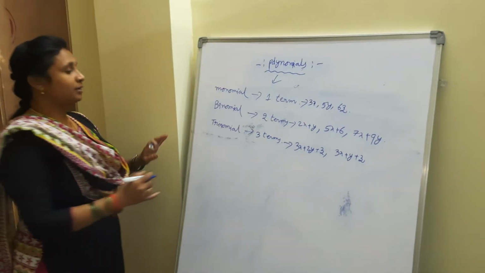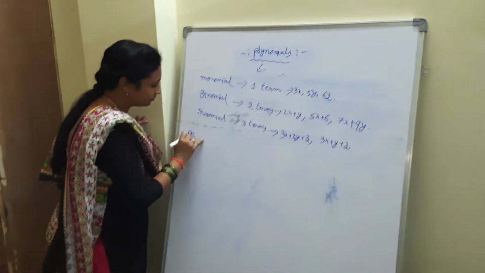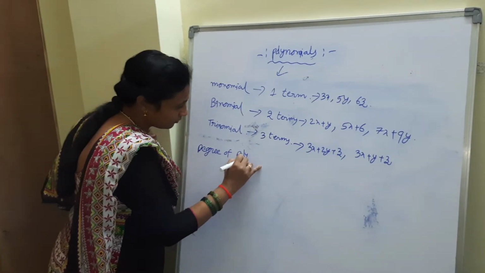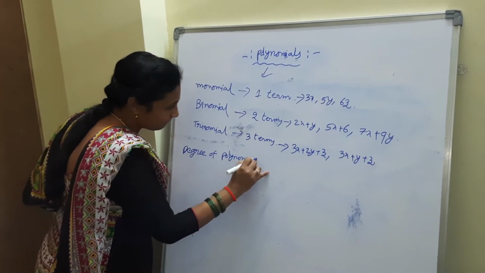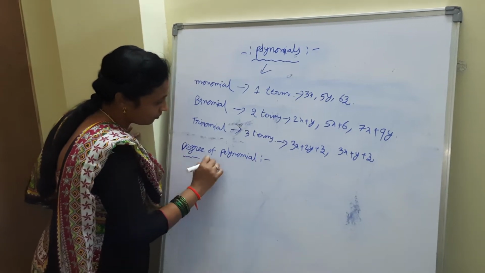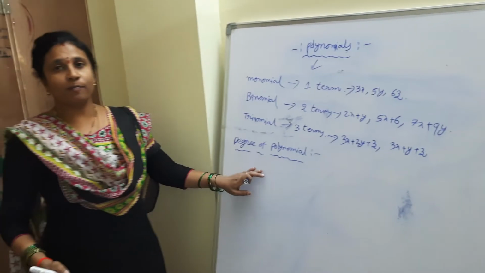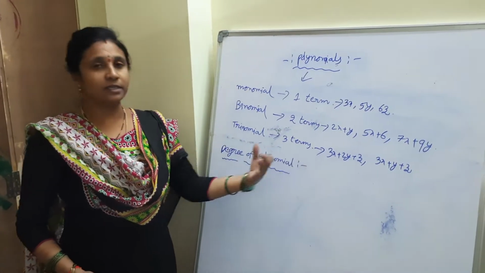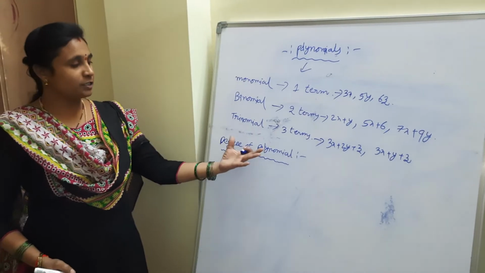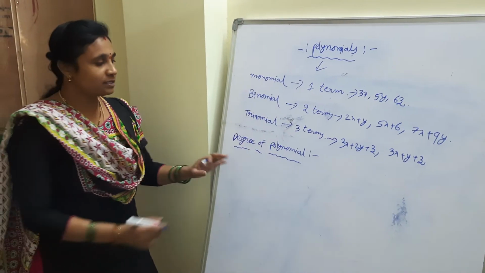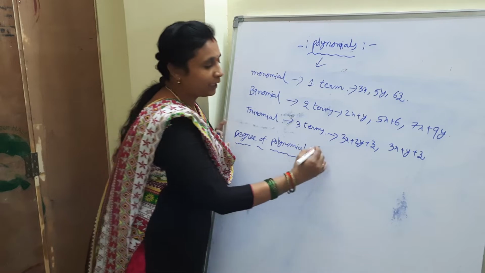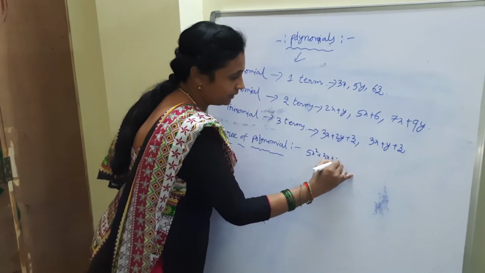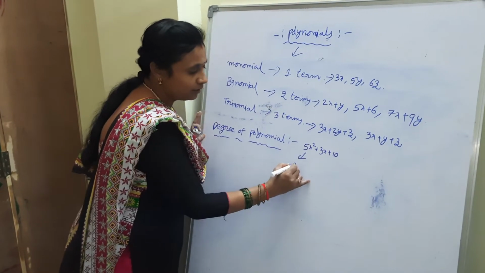The next topic is the degree of polynomial. The highest power in the polynomial is known as the degree of the polynomial. Now I am taking some examples. 5x square plus 3x plus 10. In this the degree is 2.